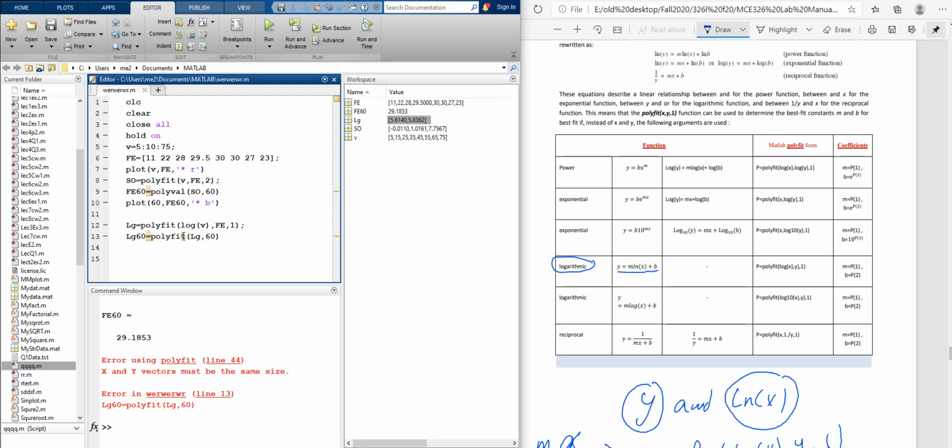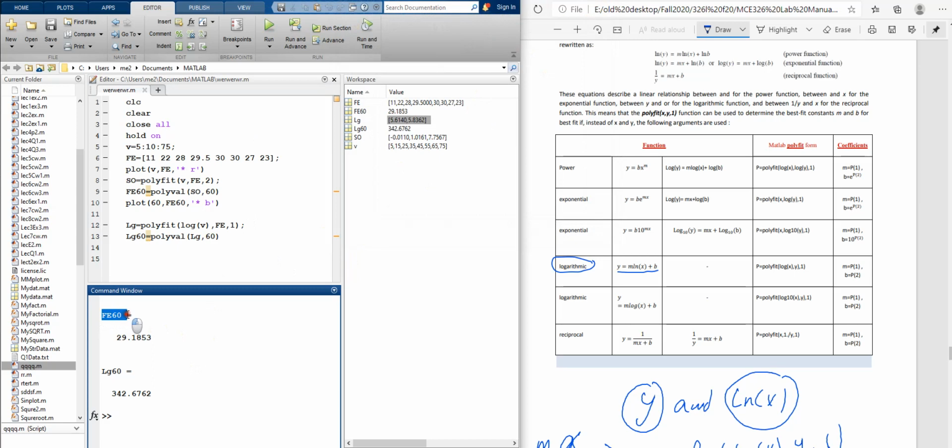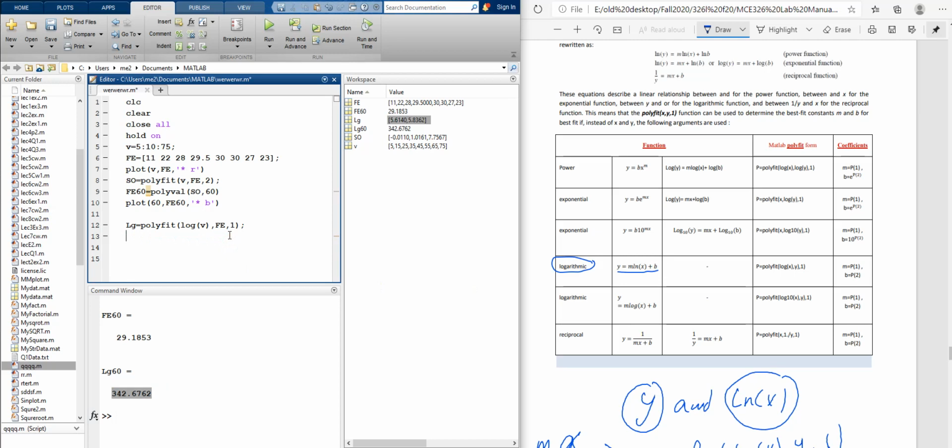Oh, sorry. Not polyfit. Polyval. I'm sorry. Polyval, to evaluate this polynomial. See, for the Fe60 using the second order polynomial, it's 29. But using the logarithmic function, it is 342, which is not a logical value. Sorry, there's a mistake here. Again, for the logarithmic function, y equals m ln x plus b. So don't use polyval, sorry. Don't use polyfit.